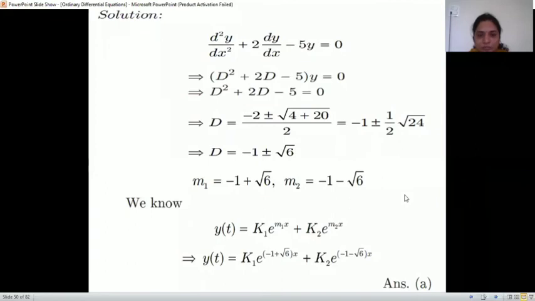Okay, the answer is, we have to write the auxiliary equation and we have to write the roots. So roots are minus 2 plus minus root of 4 plus 20 by 2. So it is minus 2 by 2, that is minus 1 plus minus root 24 by 2. So it is minus 1 plus minus root 6. So it is minus 1 plus root 6 and minus 1 minus root 6. So your answer is k1 e raised to (minus 1 plus root 6)x plus k2 e raised to (minus 1 minus root 6)x. That is answer A.